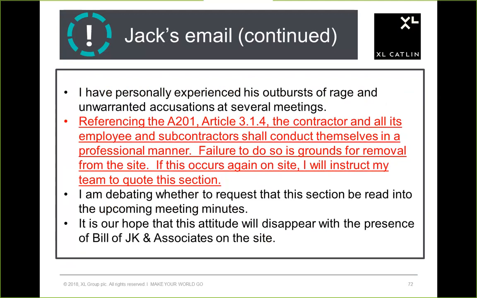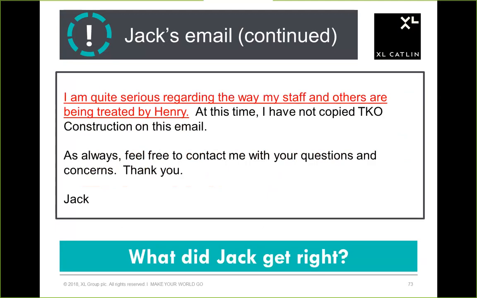He then has a call to action. "I hope that this attitude will disappear," and that he's very serious about how his staff are treated, and leaves the door open for the client to contact him and discuss further if they wish. So I think in this case, Jack got a lot of things right.